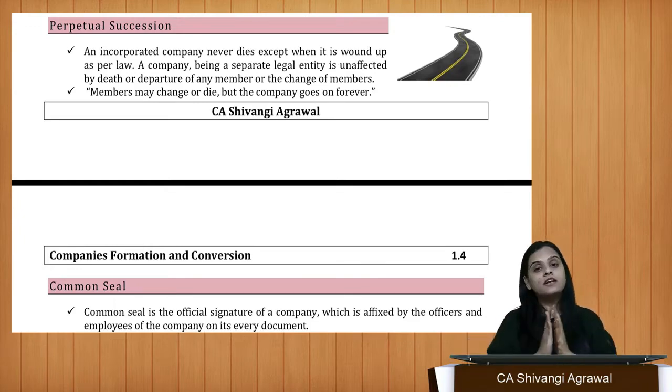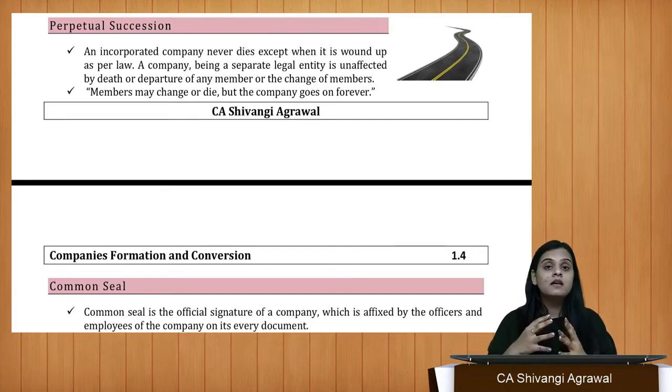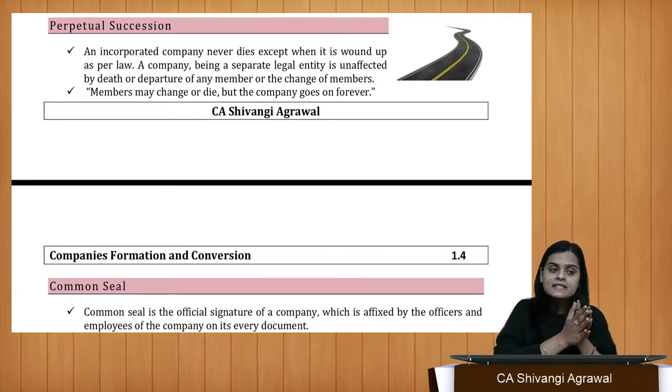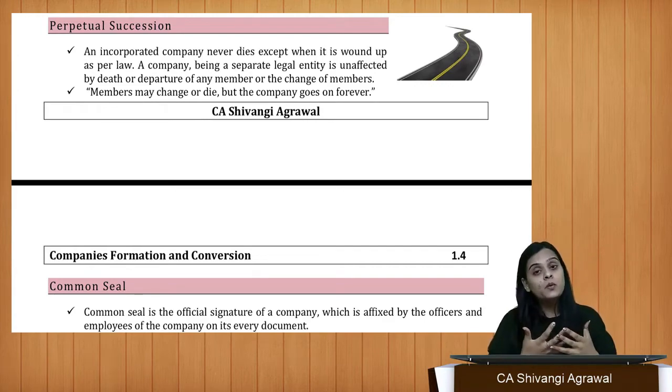Company is an artificial person. A person is born by natural death, but the company is born by the legal process of incorporation. So as and when the company is incorporated, how is it going to be wound up? How is it going to liquidate?